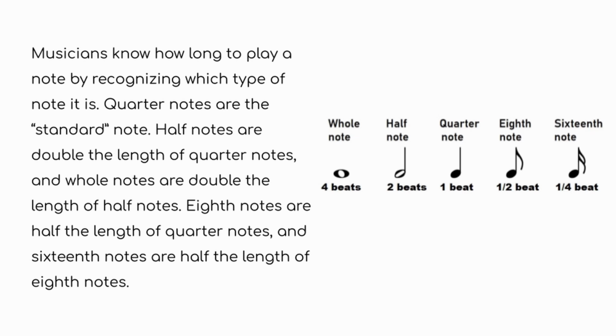Musicians know how long to play a note by recognizing which type of note it is. Quarter notes are the standard note. Half notes are double the length of quarter notes, and whole notes are double the length of half notes. Eighth notes are half the length of quarter notes, and 16th notes are half the length of eighth notes.